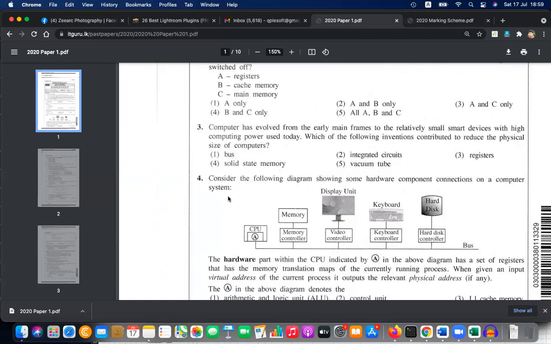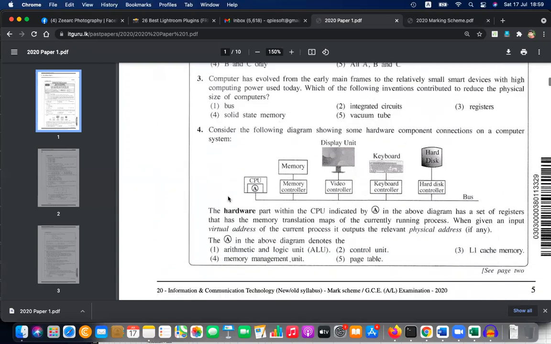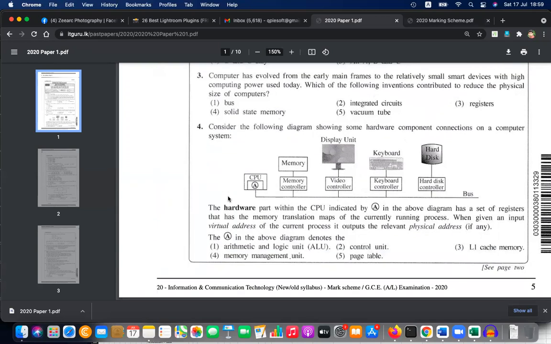Right. Consider the following diagram. Some hardware components and connections on a computer system. You can see the CPU, something inside the CPU, memory controller, display unit, video controller, keyboard controller, and hard disk control.